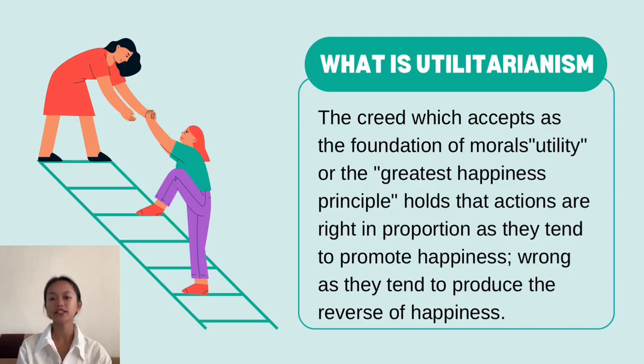First, what is utilitarianism? In simple terms, utilitarianism says that the foundation of all morals is utility or usefulness. An action is considered right if it leads to more happiness and wrong if it leads to the opposite, unhappiness or pain. The goal of utilitarianism is simple: do the most good for the greatest number of people.